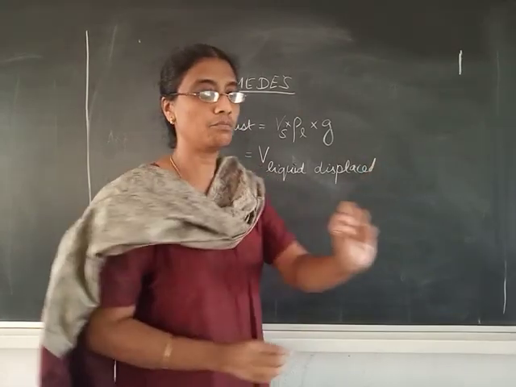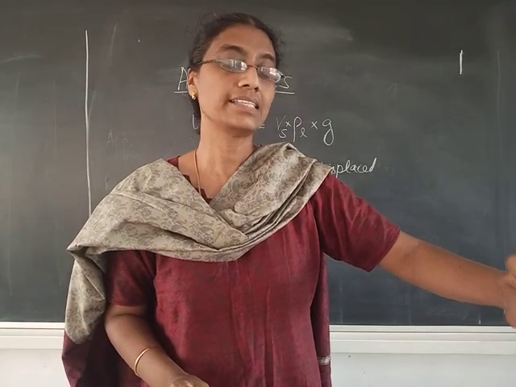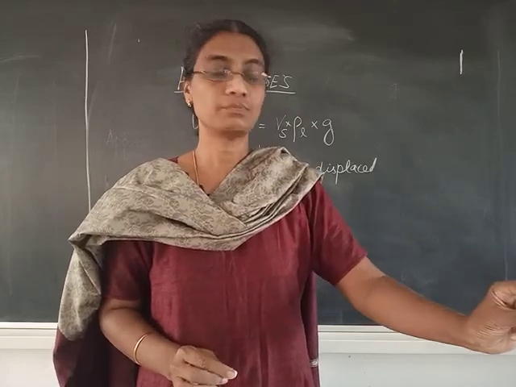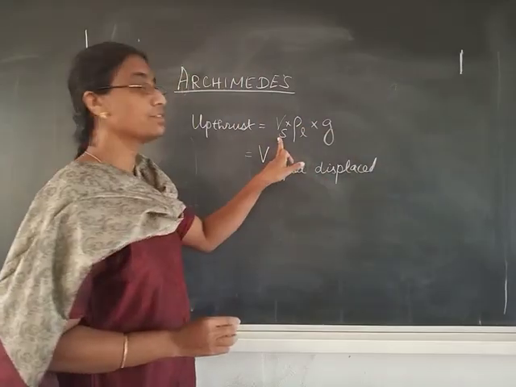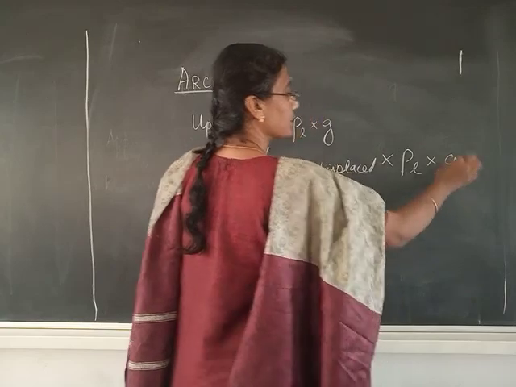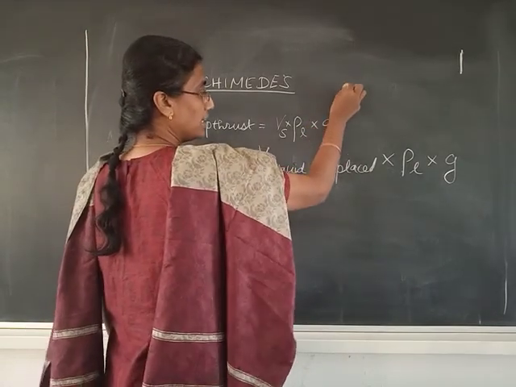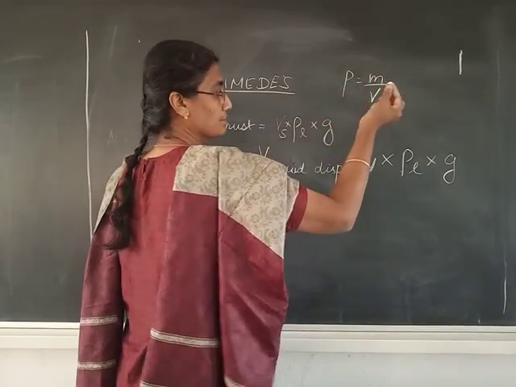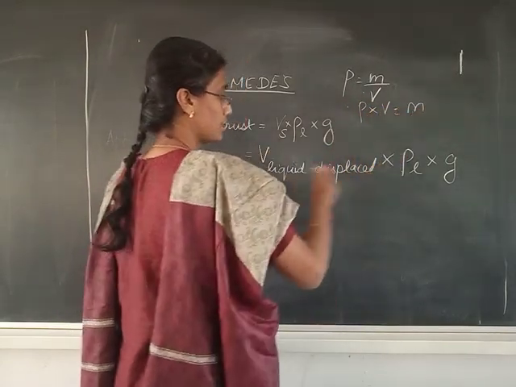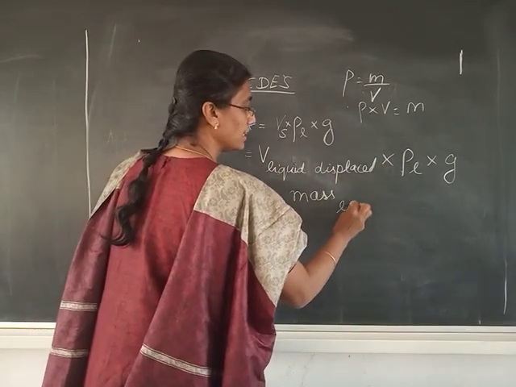Liquid displaced means how much the liquid height has increased from the original one. Displaced means how much it has shifted from the original, how much it has risen. So volume of solid, that is volume of liquid displaced, into density of liquid into acceleration due to gravity. Now, you know that density is mass upon volume. So density into volume will be mass. So volume of liquid displaced into density of liquid displaced will be mass of liquid displaced.